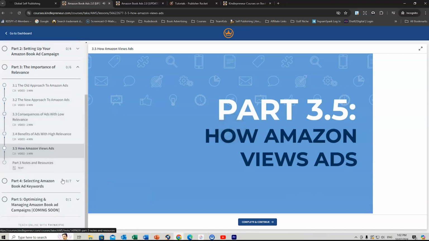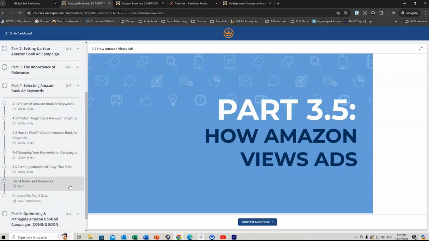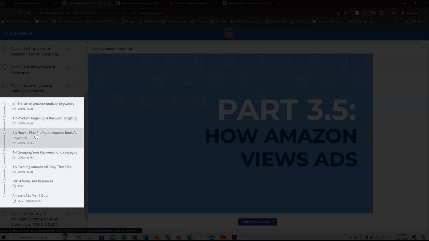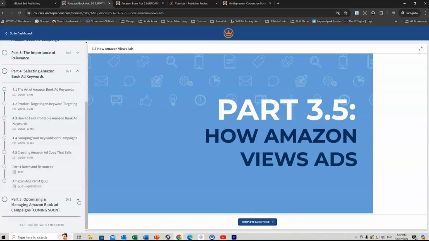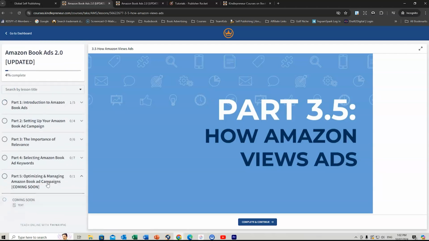And then we've also got selecting Amazon ad book keywords. So how you can do that and also use Publisher Rocket for that purpose. There's a brand new section on optimizing and managing Amazon ad book campaigns, and that's shortly to occur and coming. So keep an eye out for that one. So it's really comprehensive to date. There's going to be more lessons that Dave Chesson is going to be adding to it.